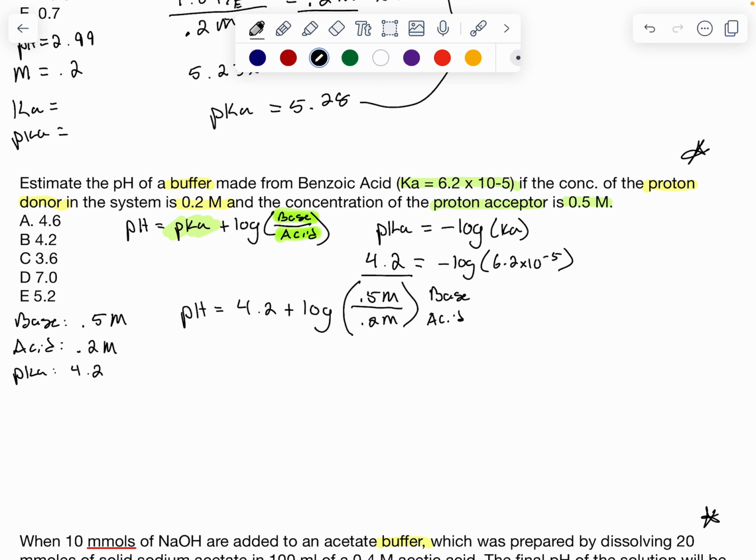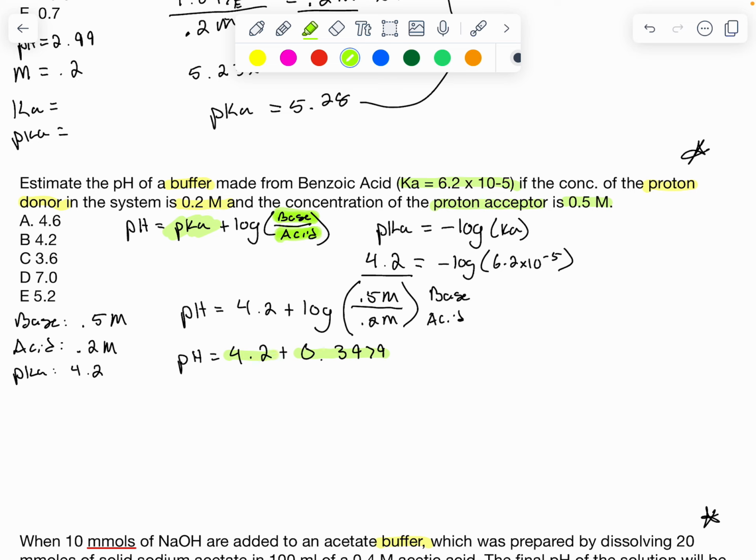So let's calculate this logarithm real quick. Log of 0.5 divided by 0.2. That will get us pH is equal to 4.2 plus a value of 0.3979. You guys don't have to carry the digits out as far, but I'm just going to write them out. So now we know our logarithm is complete and we have a value of 0.3979. And basically, again, what this question is referencing is how much the base and acid concentration affects our pKa and overall changes the pH of the solution.